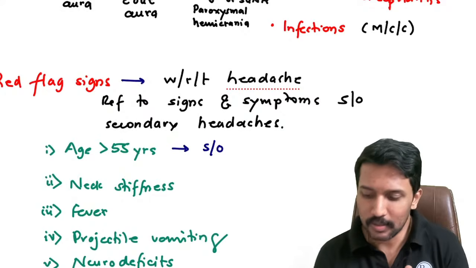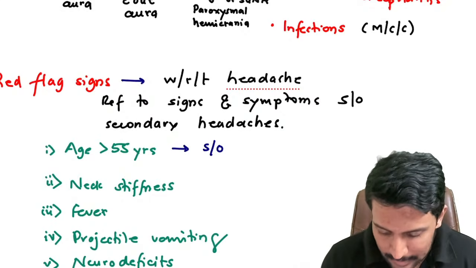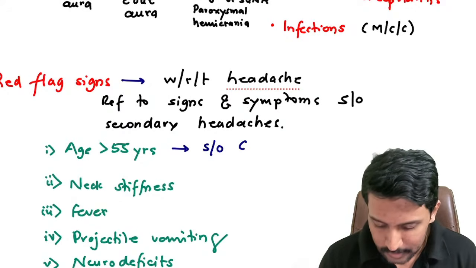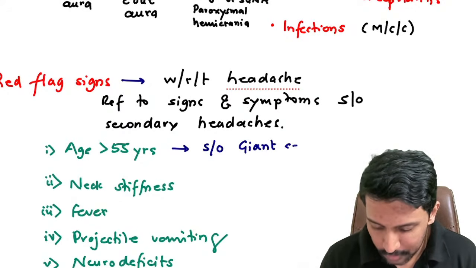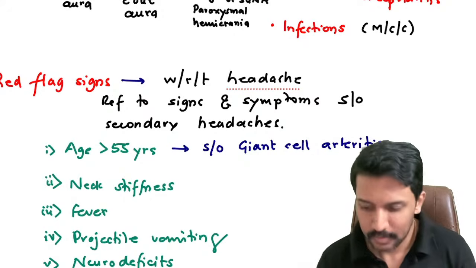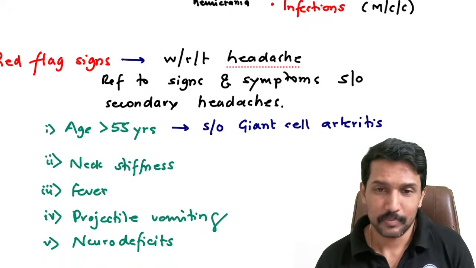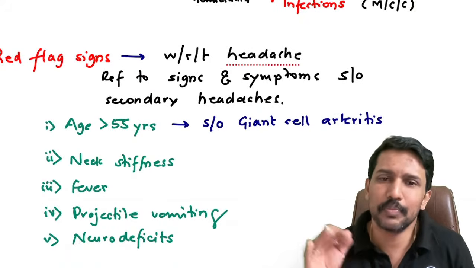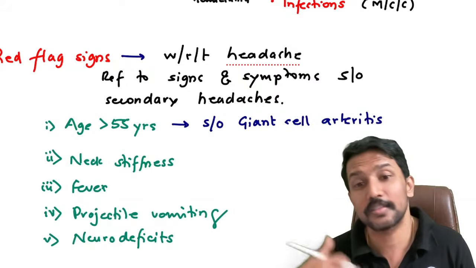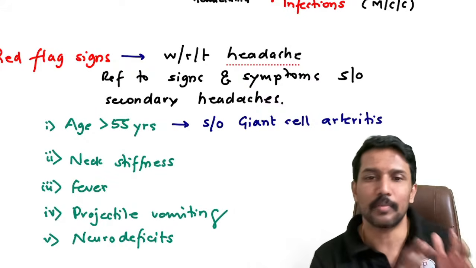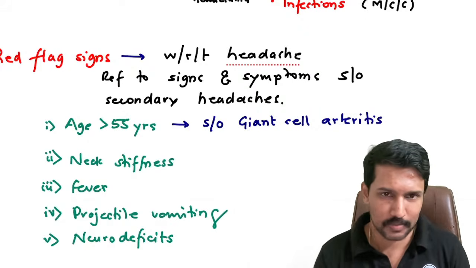So we are talking about a condition called temporal arteritis or giant cell arteritis. It is suggestive of giant cell or temporal arteritis. So an elderly male presenting with headache for the first time, you should keep giant cell arteritis or temporal arteritis as one of the differential diagnoses. Only after clinically ruling that out, you can come to the diagnosis of the primary headaches, right?